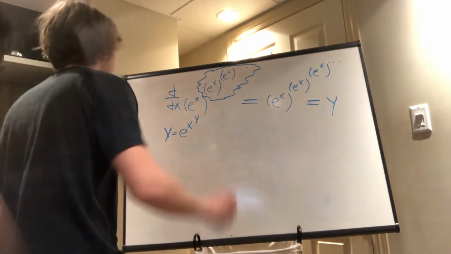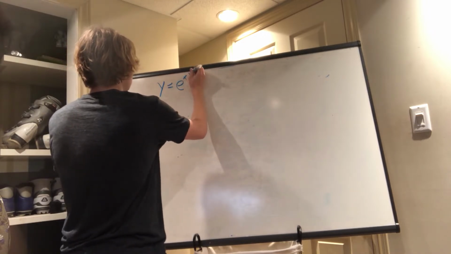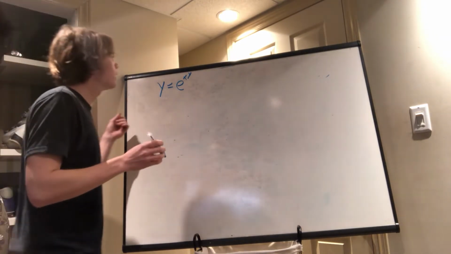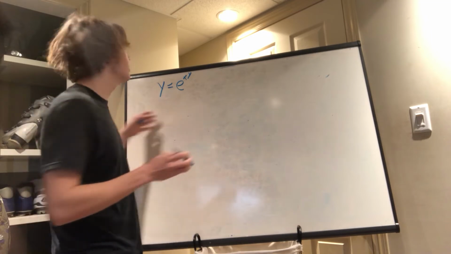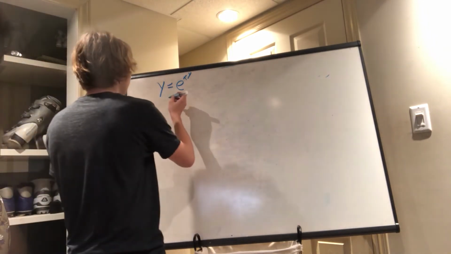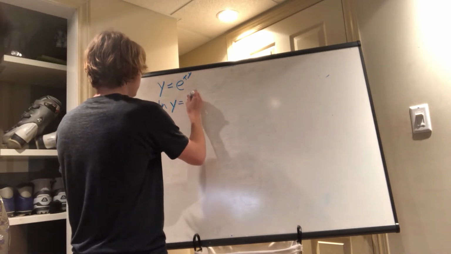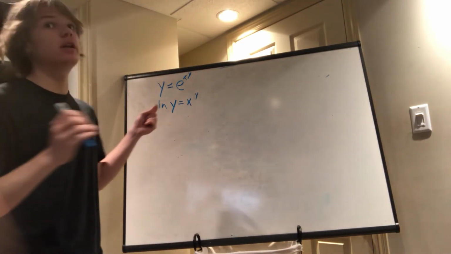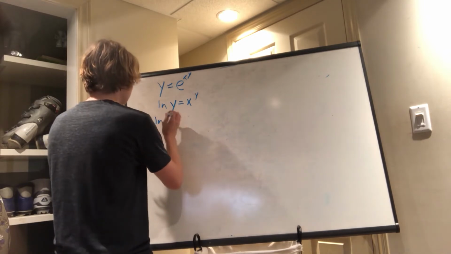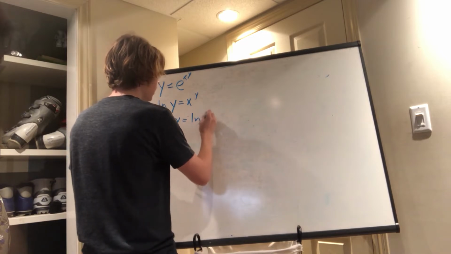Let me clean this board up. Okay, then we have y equals e to the x to the y. We want to get rid of the e, so we take the natural log of both sides. So ln of y equals x to the y. We're going to do something a little crazy. It's not that crazy. We're going to take the natural log again. So ln of y equals ln of x to the y.